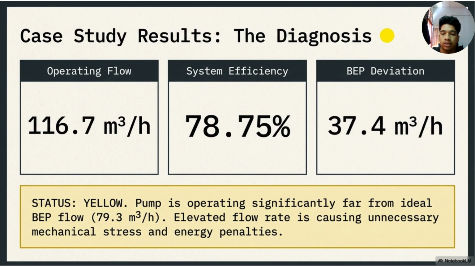For our case study, the diagnosed data shows the operating flow is 116.7 meter cube per hour. The system efficiency is about 78.75%. The BEP flow is 37.4 meter cube per hour. The status of the system is yellow, which is warning. The pump is operating significantly far from the ideal BEP flow, which is 79.3 meter cube per hour. The elevated flow rate is causing unnecessary mechanical stress and energy penalties.